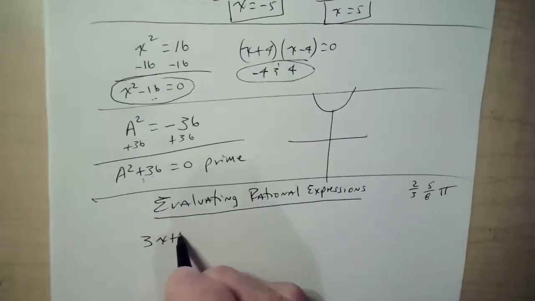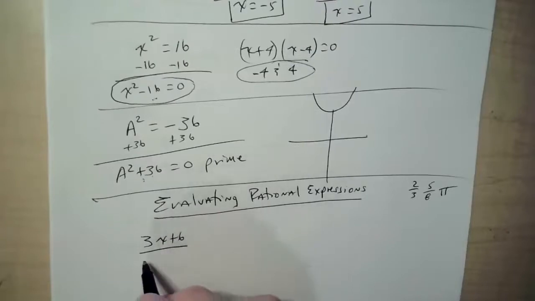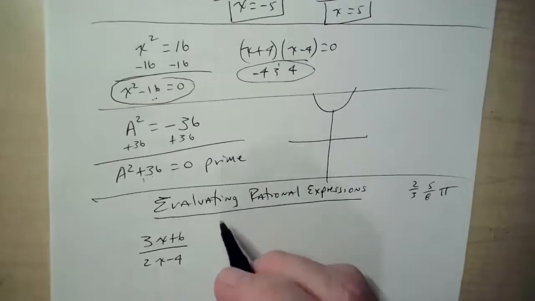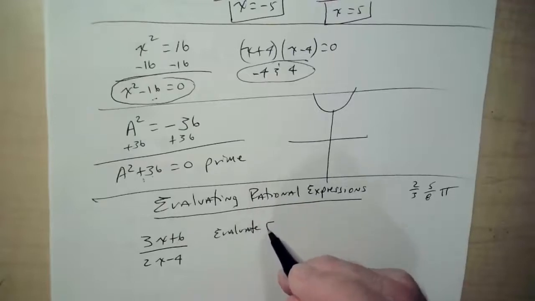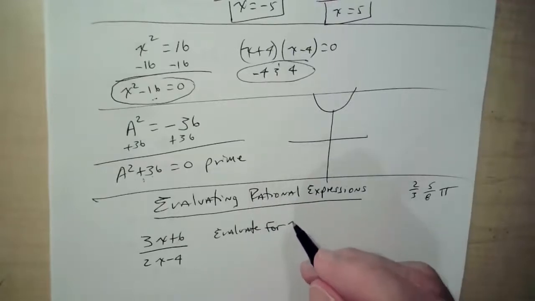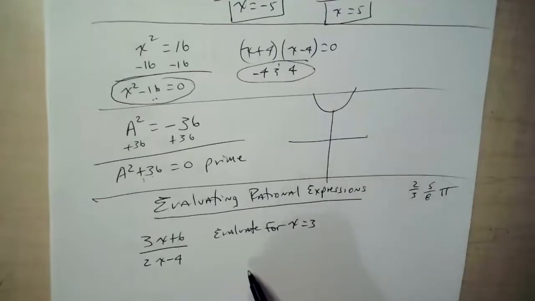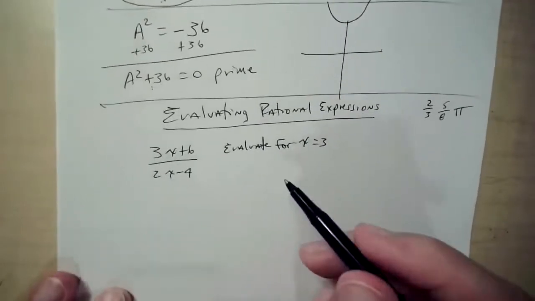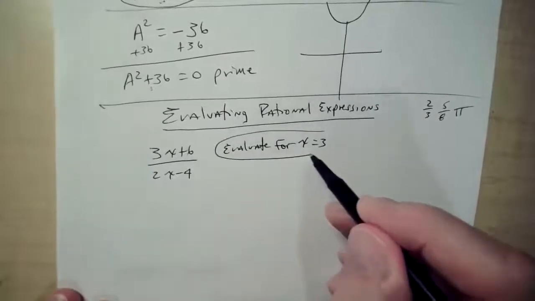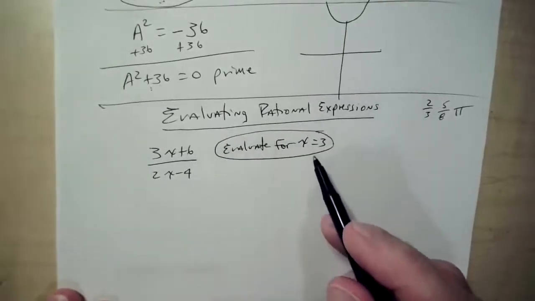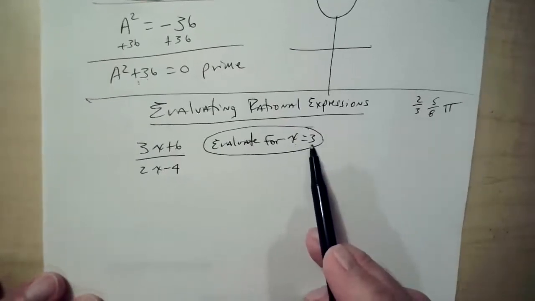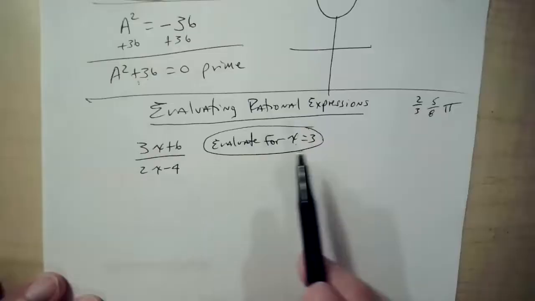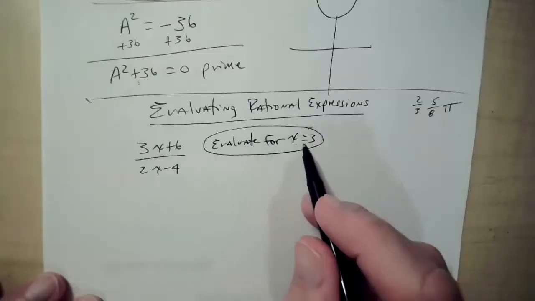So what if we have this? If you're given 3x plus 6 over 2x minus 4. Now what we want to do is evaluate for x is 3. This is real simple. It looks complicated, doesn't it? It's not. It's real easy. Wherever there's an x, we're going to plug in 3 and reduce the fraction.